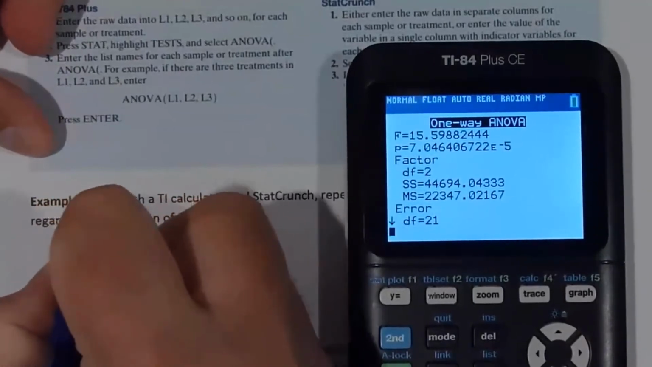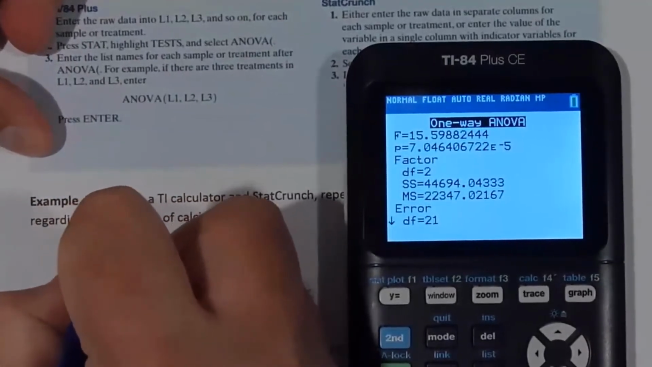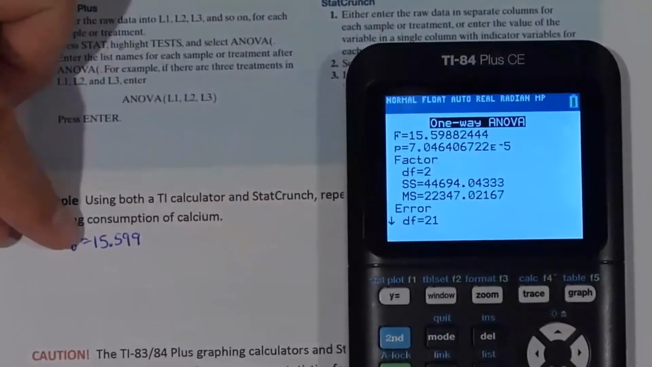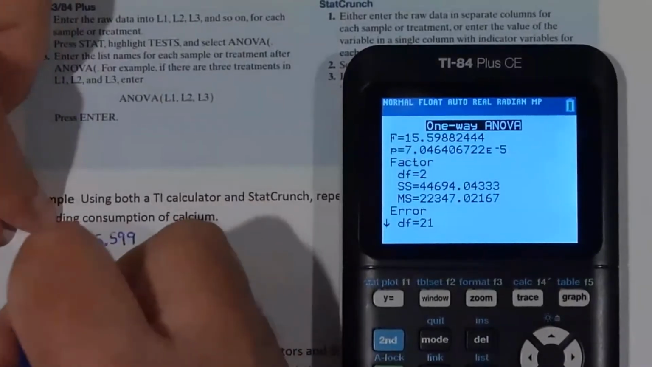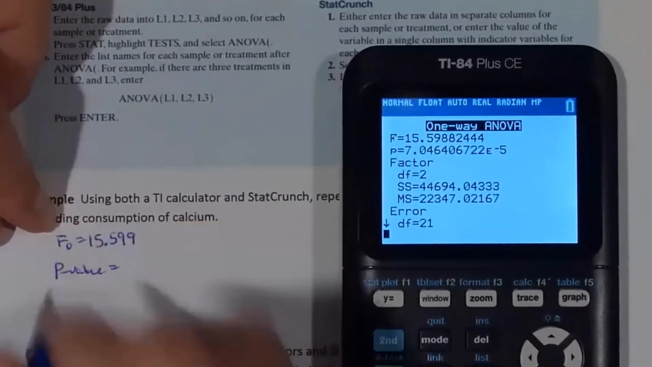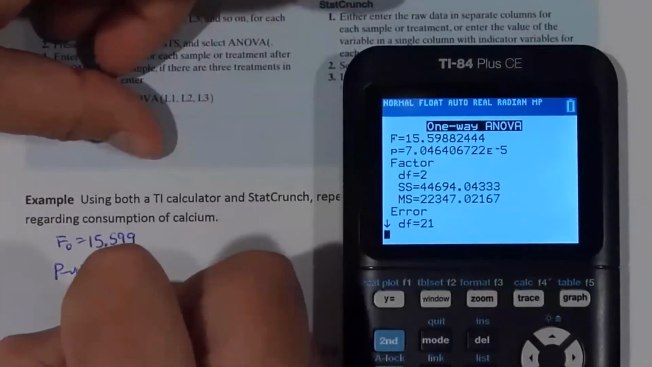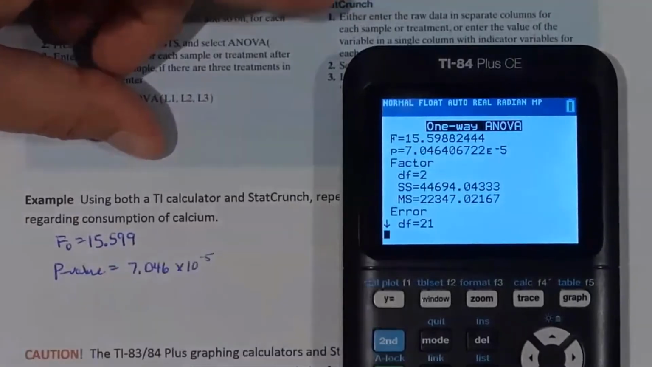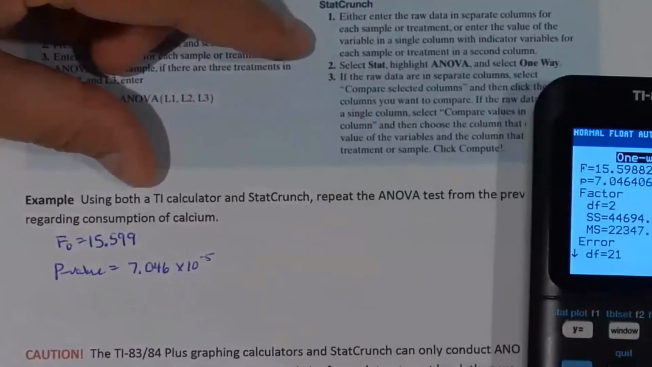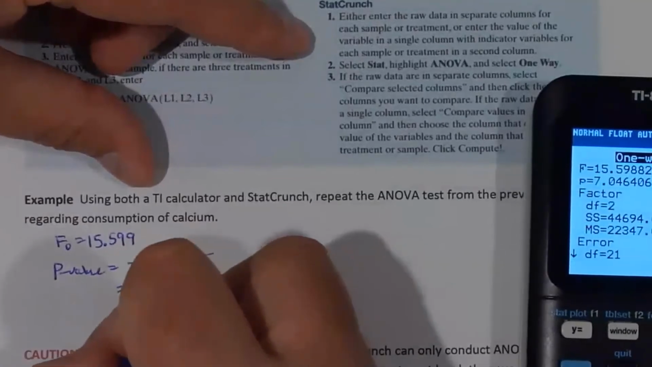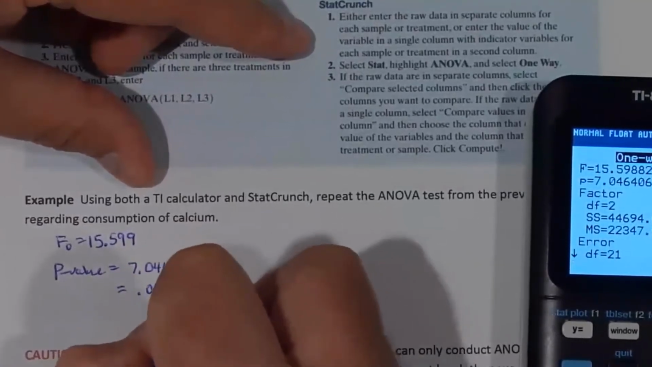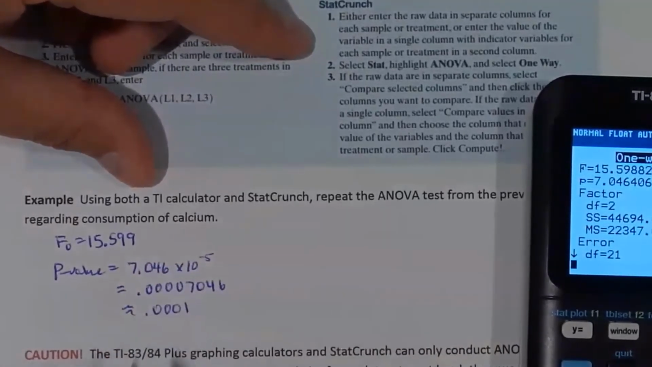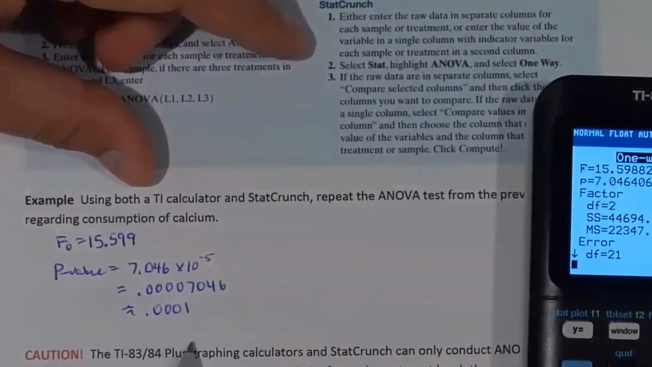So F naught equals 15.599. That is the same calculation we got by hand. I get the p-value is 7.046 times 10 to the negative 5. And if I write that in standard form, that's 0.00007046, which would round to 0.0001, which is the same answer we got by hand.